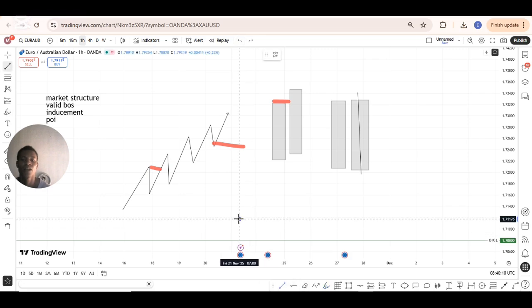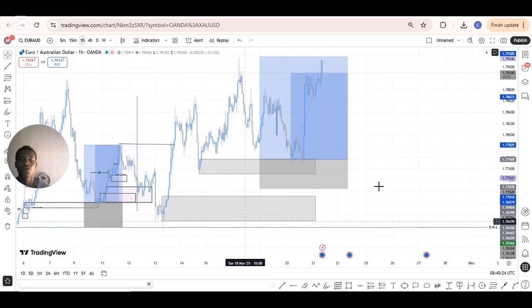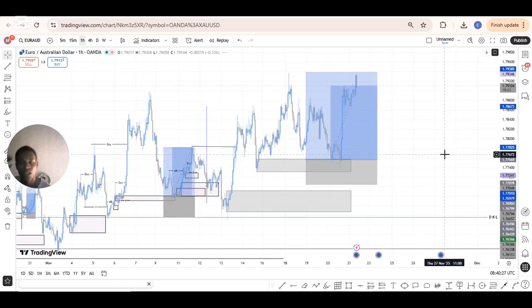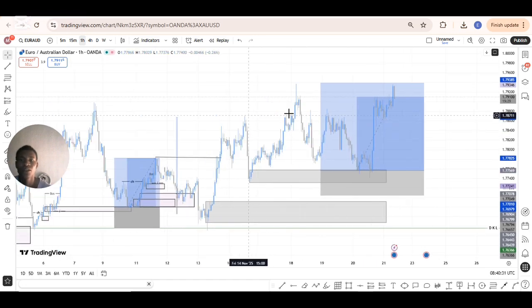So I can show you guys a real example of the trades I took using this same strategy. Alright, if we look right here, this is Euro AUD.